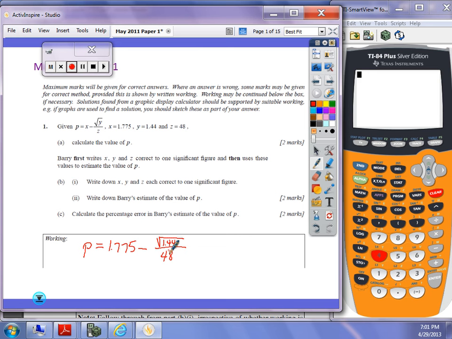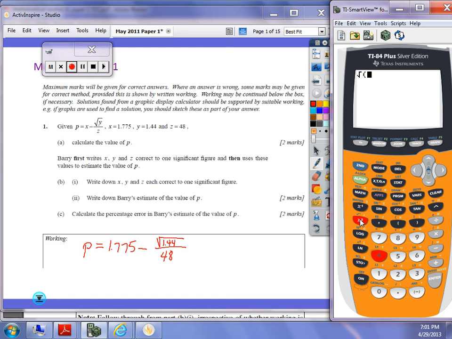Now, I'm going to show you how I would do this in my calculator. I would do order of operations, and I'm going to calculate that square root first. So the square root of 1.44 is equal to, my calculator's being a little glitchy, 1.2. I'm going to divide that value by 48. Divided by 48 is equal to 0.025.